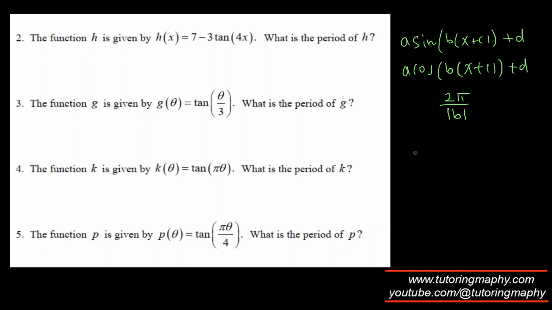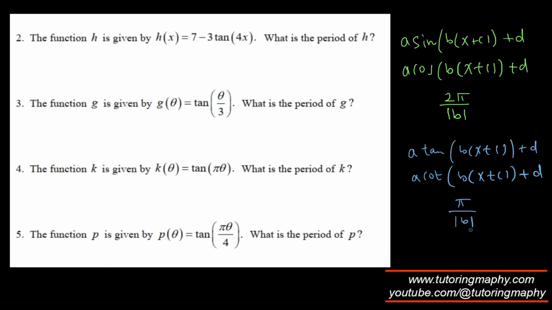But for tan and cot, let's say I have a tan of bx plus c plus d, or a cot of bx plus c plus d, the only difference is that 2 pi is now pi. So the period is pi over absolute value of b. So I think this basically answers all the questions. Just have to plug in the numbers.